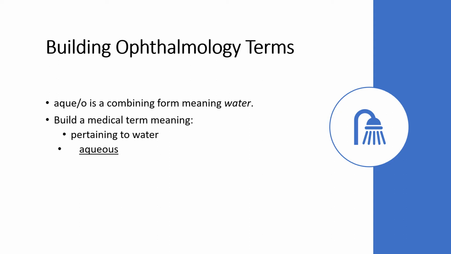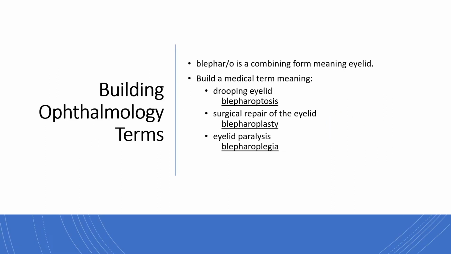Aqueo is a combining form that means water. Aqueous means pertaining to. Blepharo is a combining form that means eyelid. Blepharoptosis is a drooping eyelid. Blepharoplasty is surgical repair of the eyelid. And blepharoplegia is eyelid paralysis.